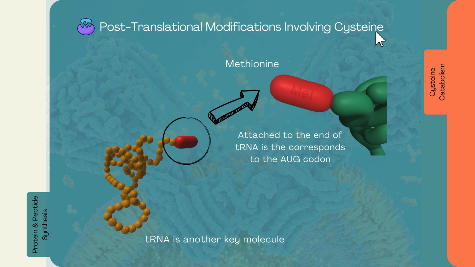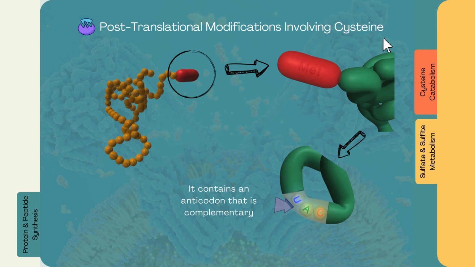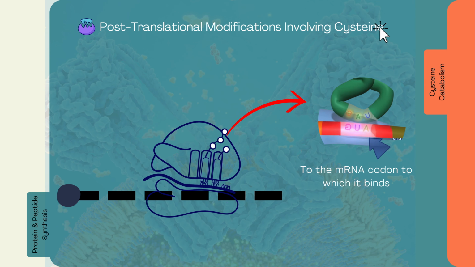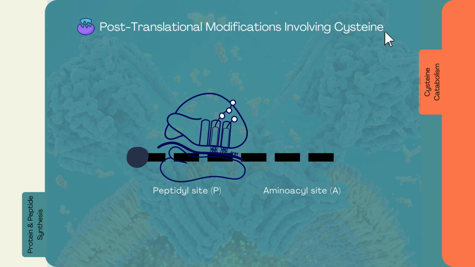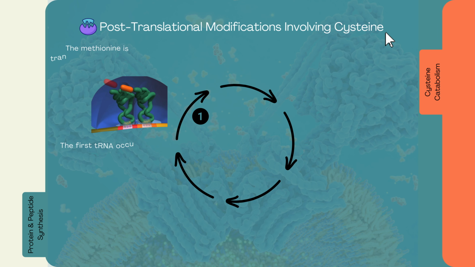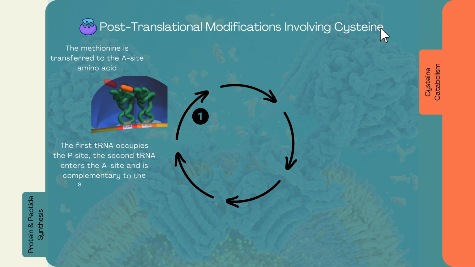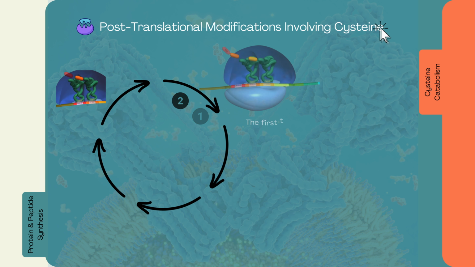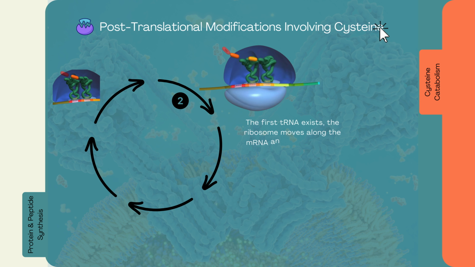tRNA is another key molecule, with methionine attached to the end of the tRNA corresponding to the AUG codon. It contains an anticodon that is complementary to the mRNA codon to which it binds. There are the peptidyl, or P, site and the aminoacyl, or A, site. The methionine is transferred to the A site amino acid. The first tRNA occupies the P site, and the second tRNA enters the A site and is complementary to the second codon. The first tRNA exits, the ribosome moves along the mRNA, and the next tRNA enters.